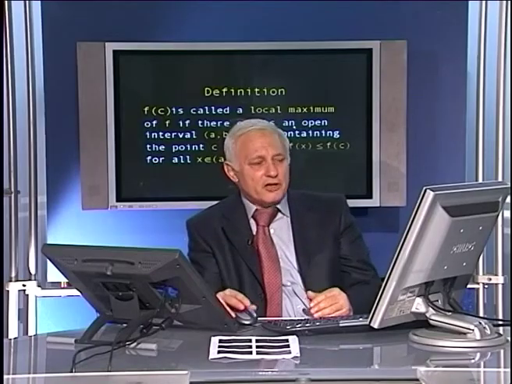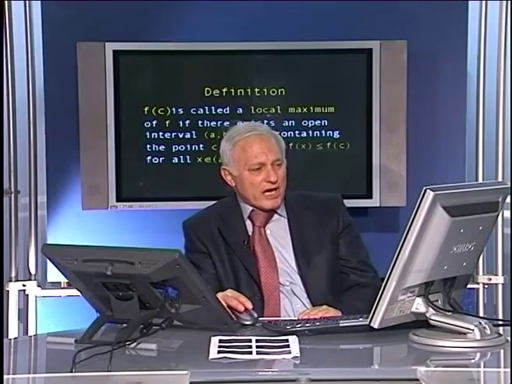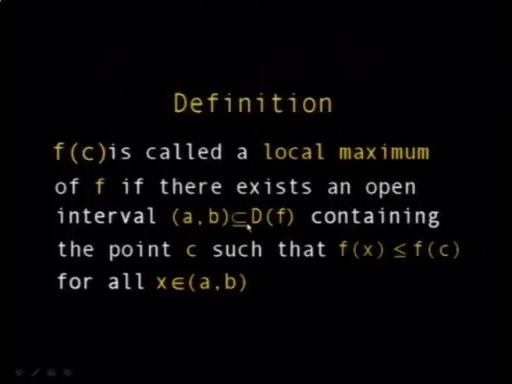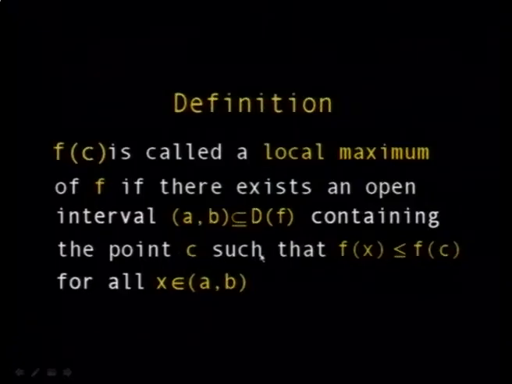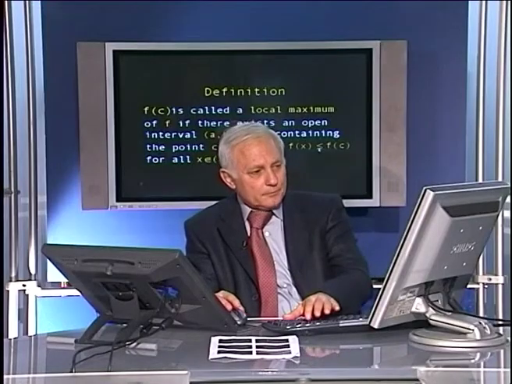And the local maximum means that at this point, the function attains a maximum relative to the other points in the same interval. So f of c is called a local maximum if there exists an open interval (a, b), a subset of the domain of f, which contains the point c, which is an interior point, such that f of x is less than or equal to f of c for all x in this open interval, and therefore we can say that c is a point at which f attains a local maximum.